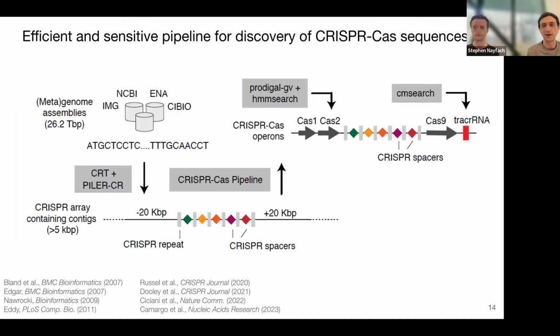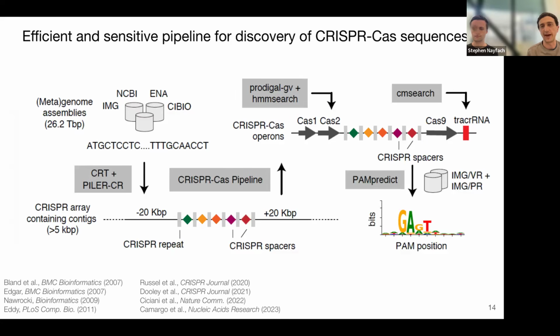So in this example here, we have a CRISPR operon from a type 2 system that contains Cas1 and Cas2, which are used to acquire spacers, a CRISPR array, a Cas9 protein, and then something called a tracrRNA, which the Cas9 uses in order to guide it to the target site. We also predict something called the PAM for Cas9 specifically, which is an inherent DNA motif that's recognized by the protein sequence.